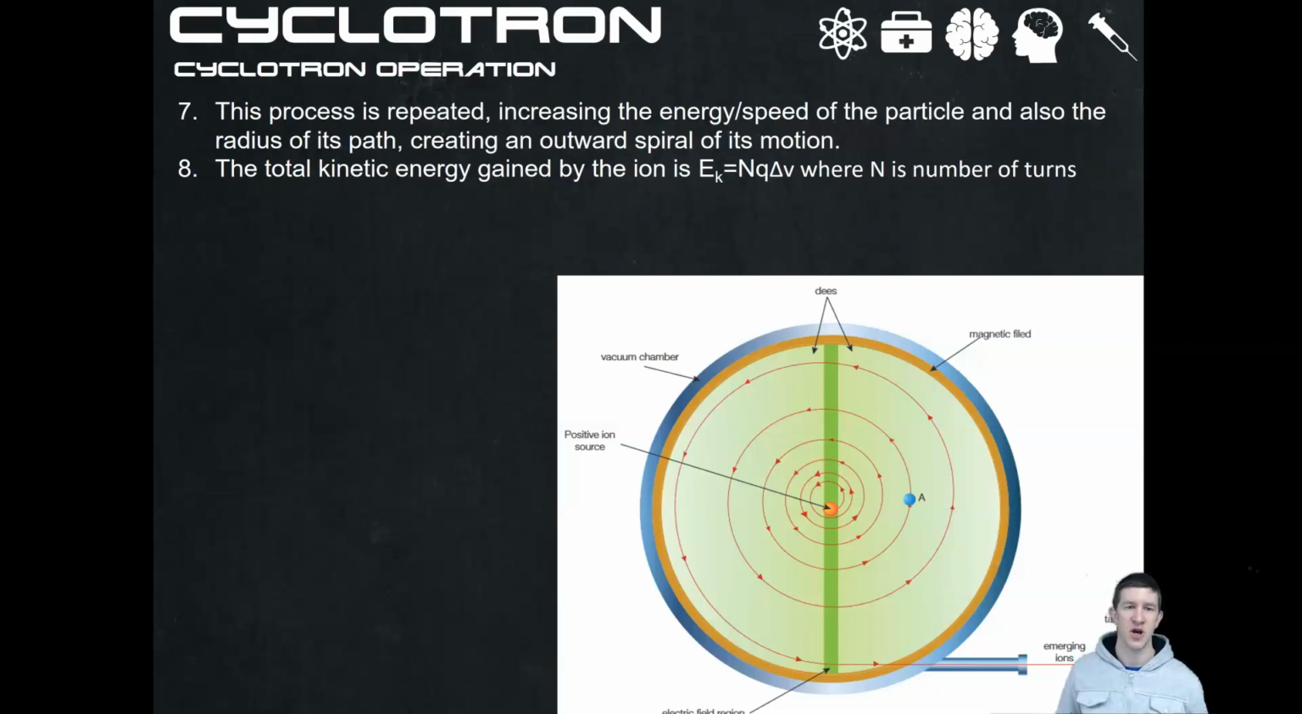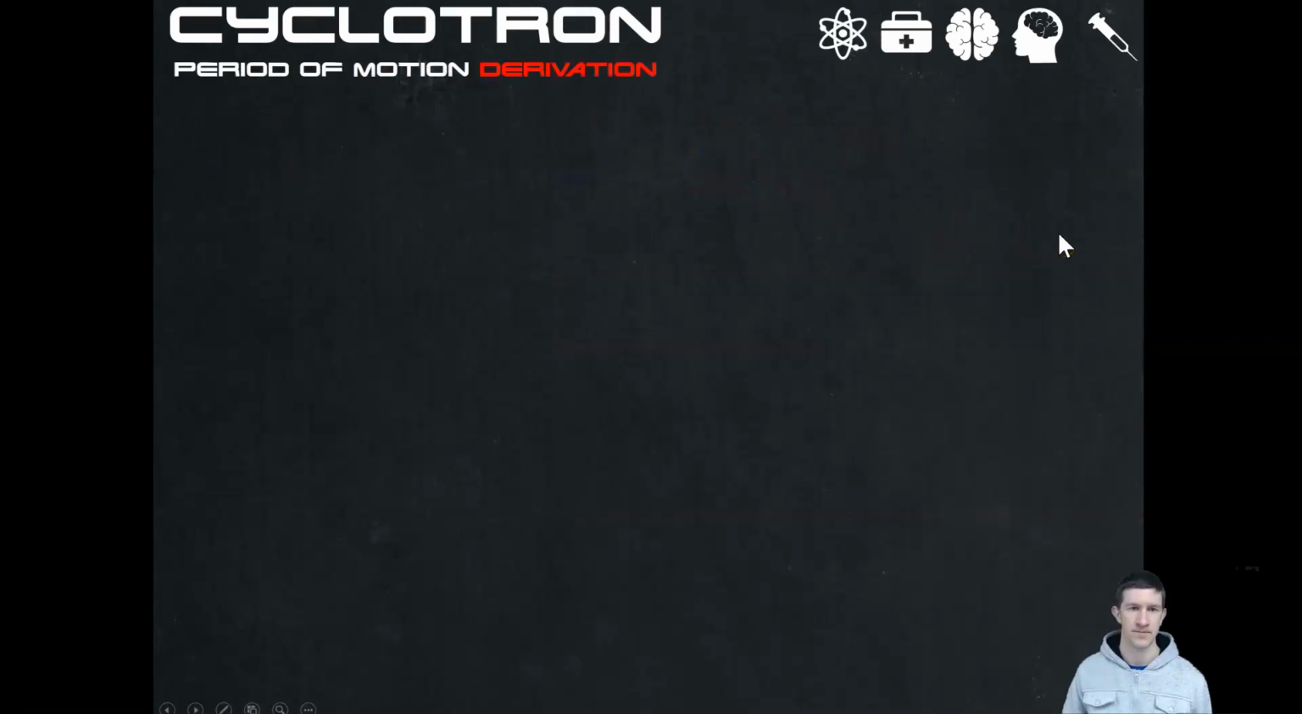We can say that the total kinetic energy gained is n, which is our number of turns, times the QΔV. So if kinetic energy was the work done on it, the work done is QΔV, multiplied by how many times that work is being done, and it's done every single turn. So kinetic energy in total is equal to nQΔV inside a cyclotron.